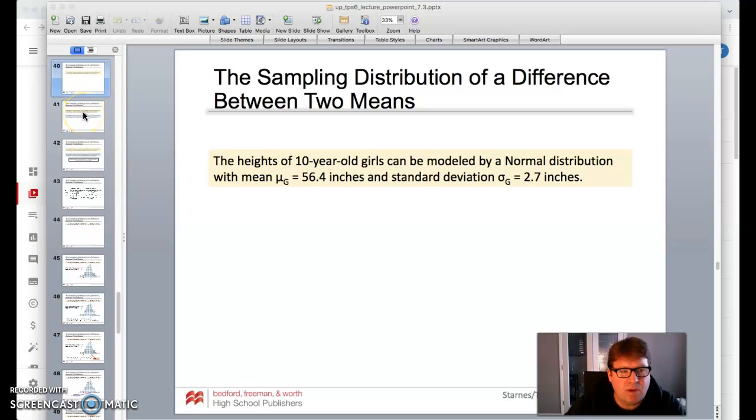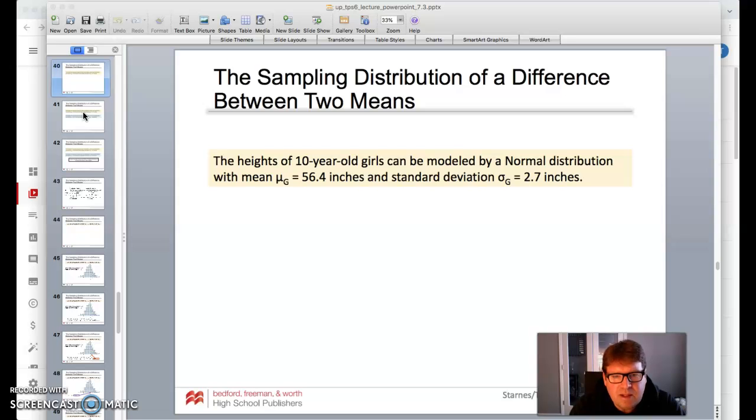All right, welcome back. We're going to finish up section 7.3 and hence chapter 7 this time around. A couple slides, some things that are pretty self-explanatory, I think, just a little twist with standard deviation, but we're going to look at the sampling distribution of a difference between two means.